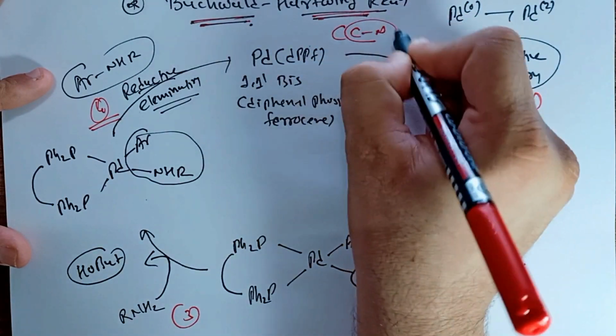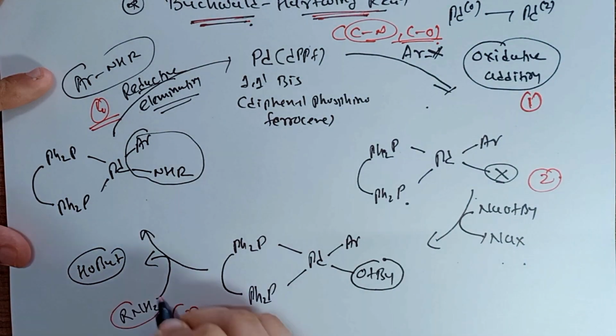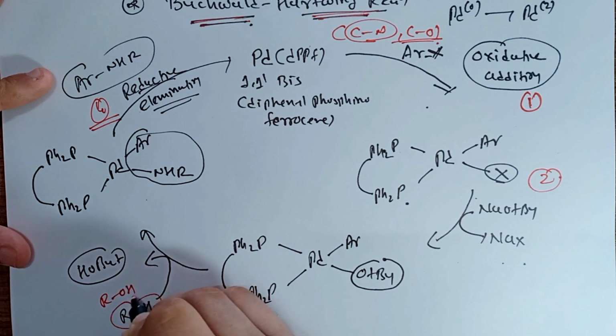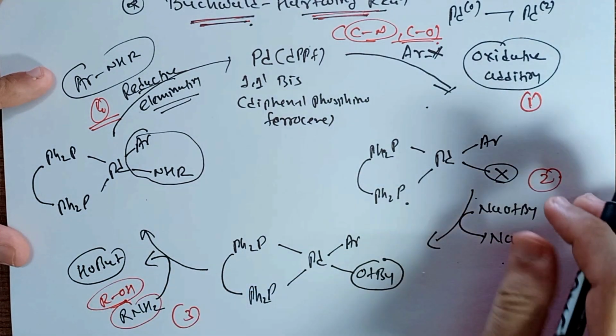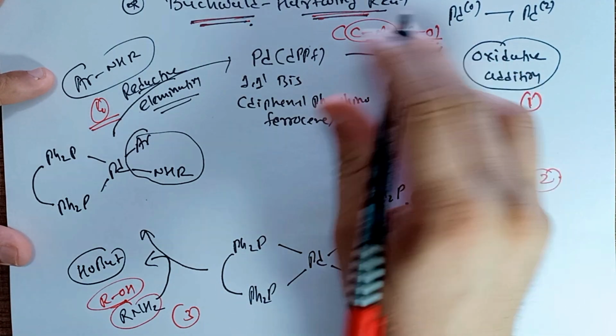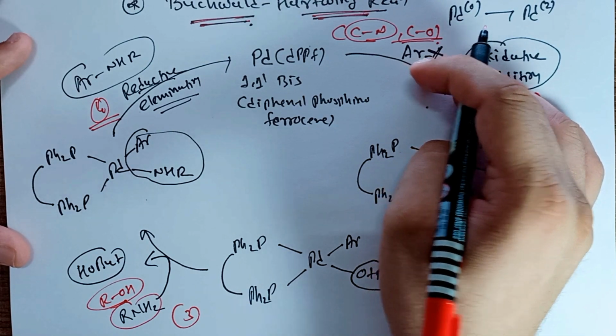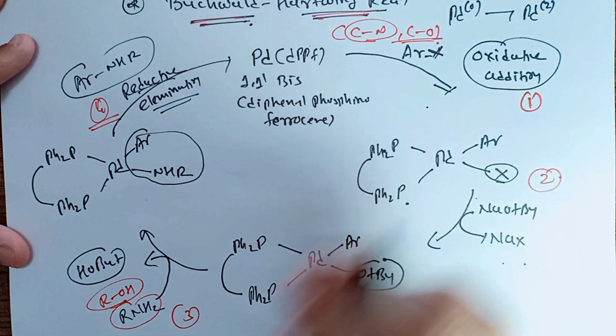Buchwald-Hartwig reaction you can follow by C-N coupling as well as C-O coupling. Here you can replace this RNH2 by means of ROH, that is the phenolic group. So by that way you can also produce a C-O coupled product. The similar mechanism is going to take place. So you have to remember the Buchwald-Hartwig, that is C-N coupling or C-O coupling.